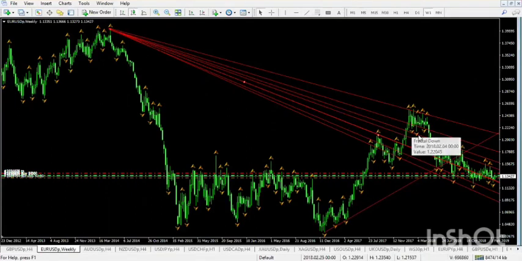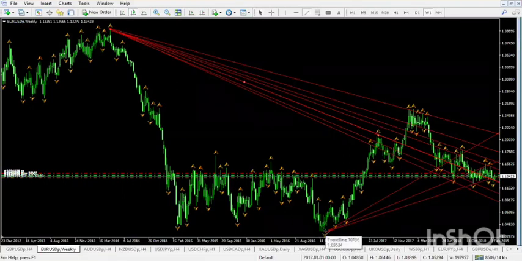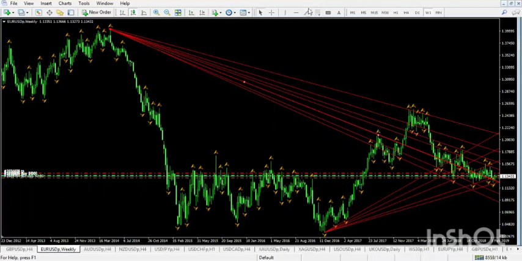So I have connected to any fractal that I have seen, and from the bottom I do the same thing. Do you understand what I'm doing? Yes.